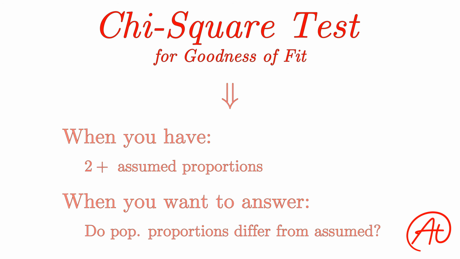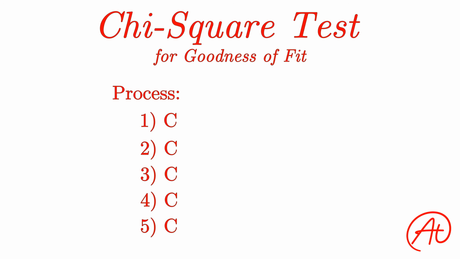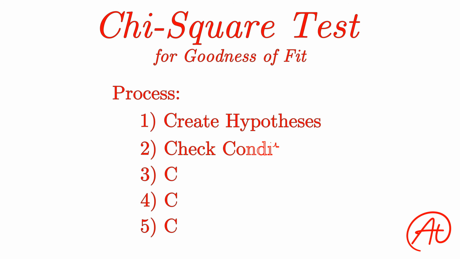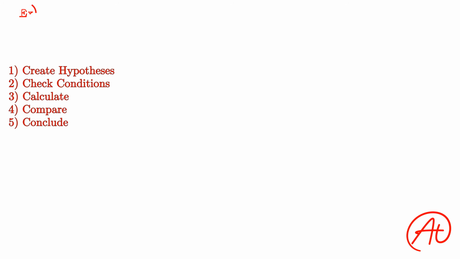Now, to solve these types of problems, we're going to use the same process we follow for all hypothesis test problems, the 5 C's, which we first discussed in my video covering the idea of hypothesis testing in general. We are first going to create our hypotheses for a particular problem, then we will check certain necessary conditions are true in order to use this chi-square test method. Next, we will calculate our test statistic and p-value, compare these to our critical value and alpha value, and finally conclude based on our findings. Alright, let's dive into each of these steps with our first example.